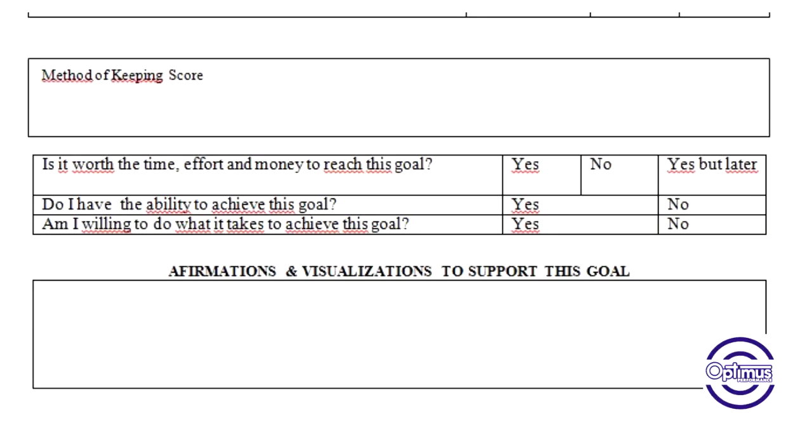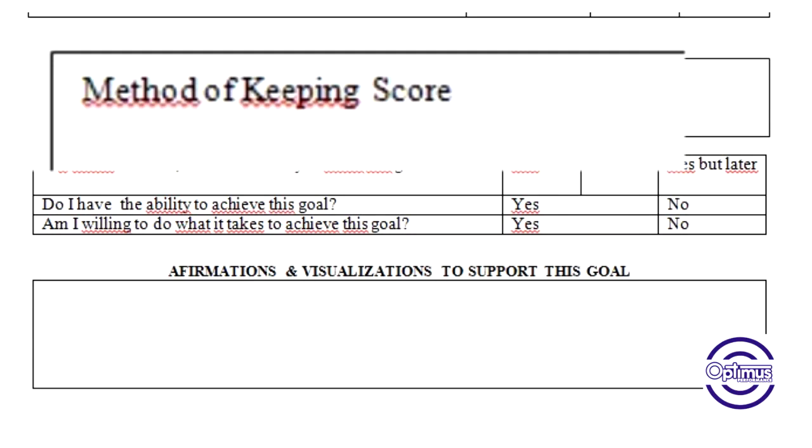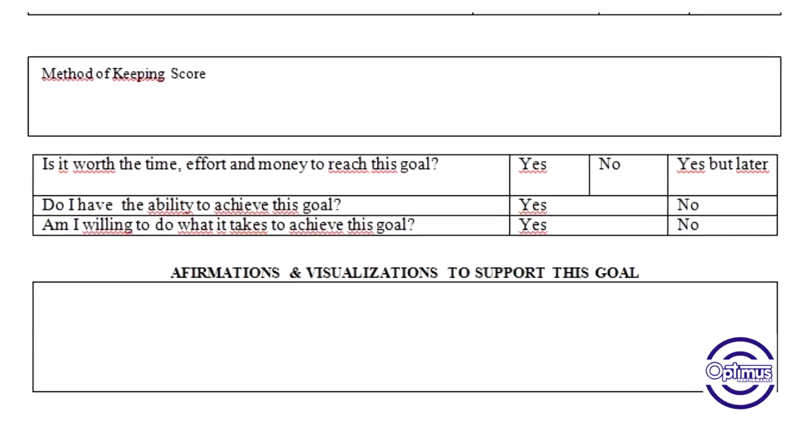Once you've set down your action steps, you want to look at the method of keeping score. This is important because you need to track your progress to see if you're on track. It's like climbing a mountain again. You want to have a compass with you so you know where you're at. You want to check and see how far you've gotten. Make sure you're not going around in circles.